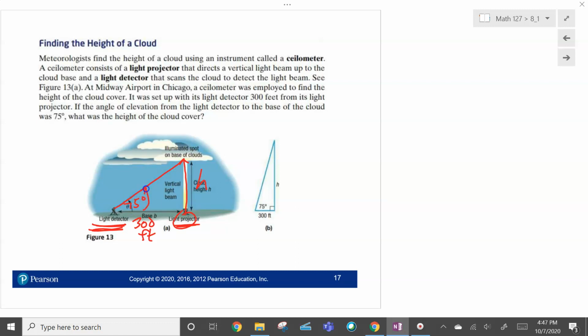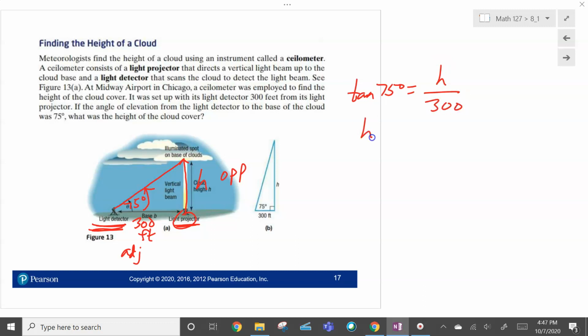The angle of elevation is 75 degrees from the ground up to where it's spotting the light from the light projector. So I say, well, this is the opposite side. I know the adjacent side. Opposite over adjacent is tangent. So we're going to go tangent 75 degrees is the opposite side we called the height over the adjacent side we called 300.